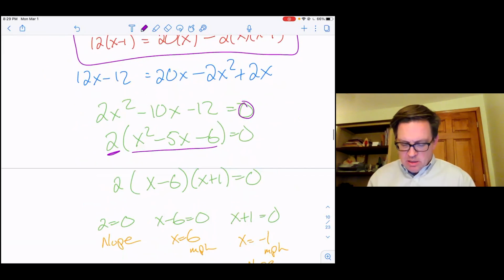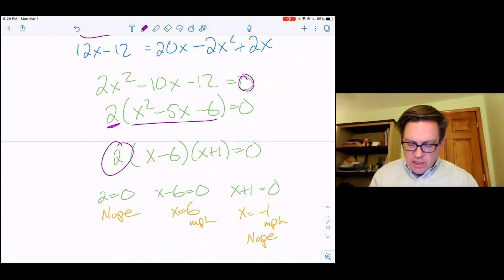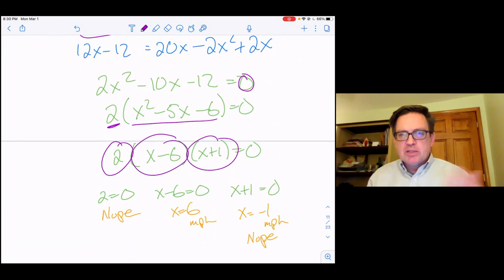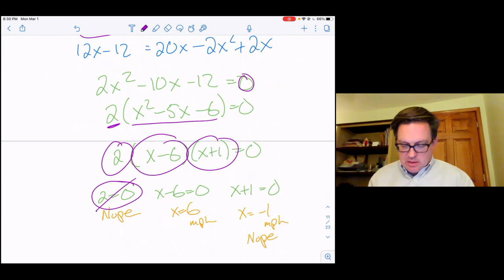That we can factor, and you get 3 parts. They multiply to give you 0, so one of those 3 has to be 0. 2 equals 0? That never happens. x minus 6 equals 0.